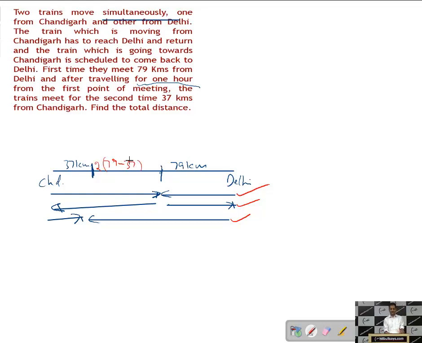What is 79 minus 37? 9 minus 7 is 2, 7 minus 3 is 4. 42 into 2 will be equal to 84. So the middle distance will be 84, and the total distance will be, student, 37 plus 84 plus 79, which will be 200 km. If you have already gone through the concept, then you can do this question within 20 seconds, students.